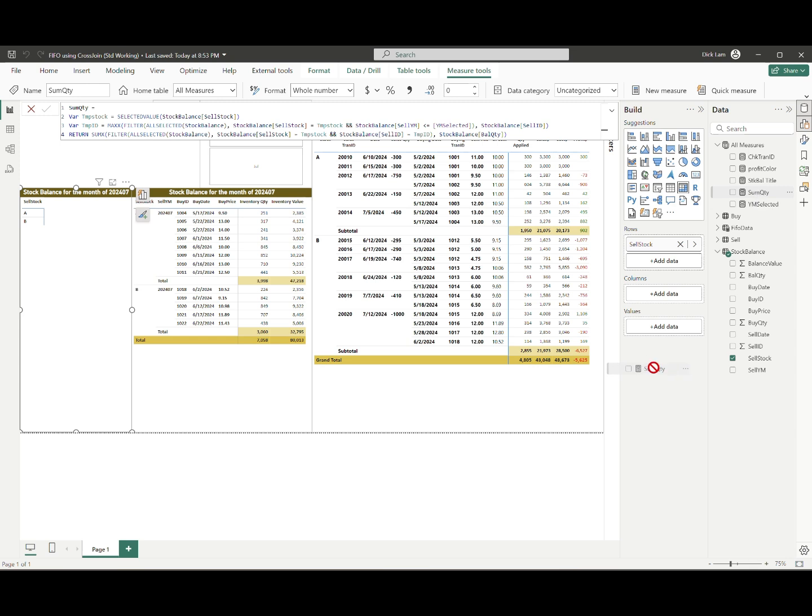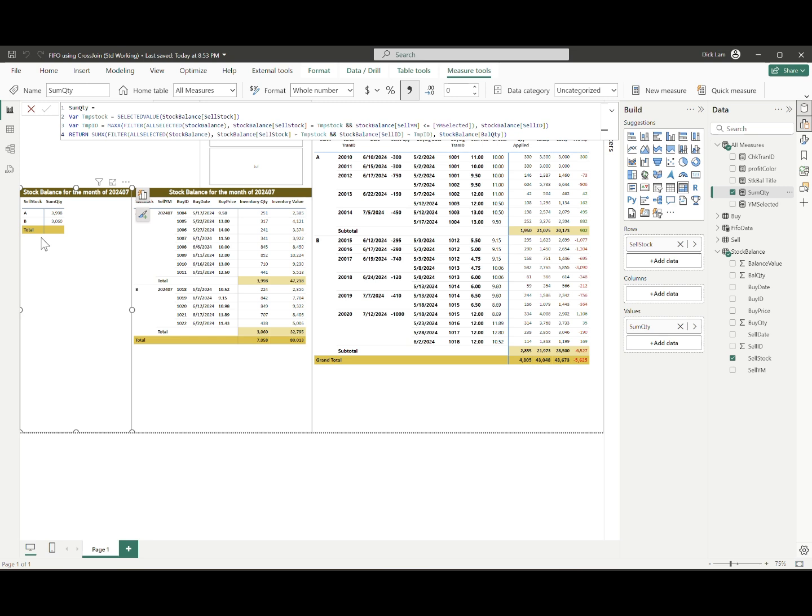Okay. Sum QTY, I put it in the value. Right. The stock quantity of A, B are correct, but the row of total is empty. Why? Because when you revisit the DAX code, you see that I specify the sales stock so that I can do the subsequent max X and sum X. But here in the row of total, we don't have the stock specified.